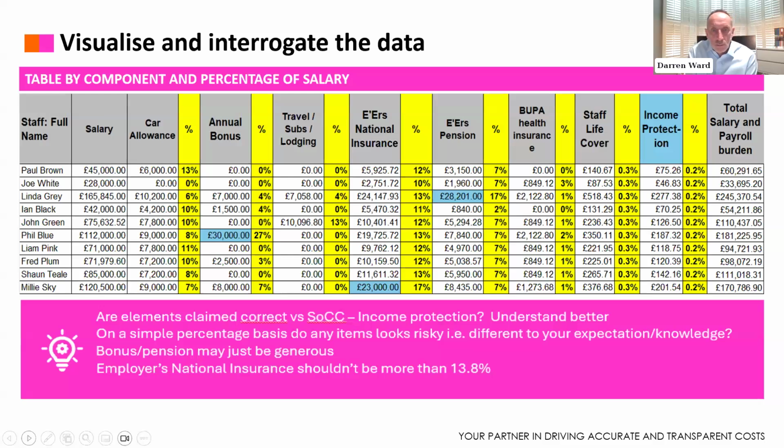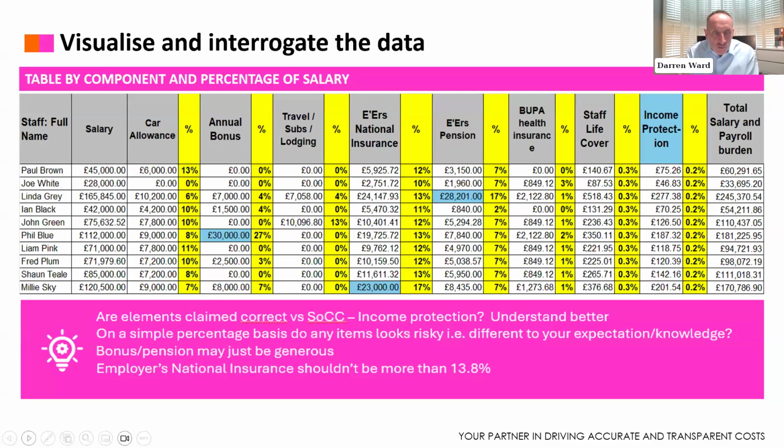Some of the blue sums that are highlighted are significant. Why are they significant? Because I've added the columns in yellow, looking at the percentage of that cost element as a percentage of salary. So you'll see Phil Blue had a very nice bonus of £30,000, which was 27% of his salary. Is that right or wrong, or just generous? Again, something worth looking into.